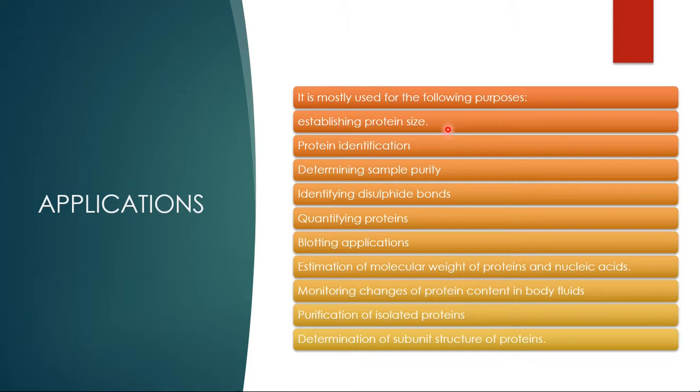One is establishing protein size, and then protein identification, and it is also being used for determining sample purity of proteins, and identifying the disulfide bonds that are present in the protein. Then this is also used for quantifying the proteins, and even for blotting applications. Sometimes this is also used in the estimation of molecular weights of proteins and nucleic acids, and in monitoring changes of protein content in the body fluids. And even purification of isolated proteins can be done by using this SDS-PAGE. And we can also determine the subunit structure of proteins.